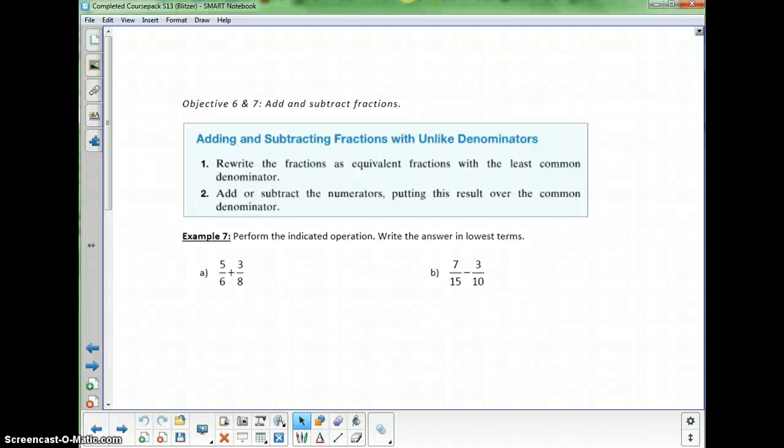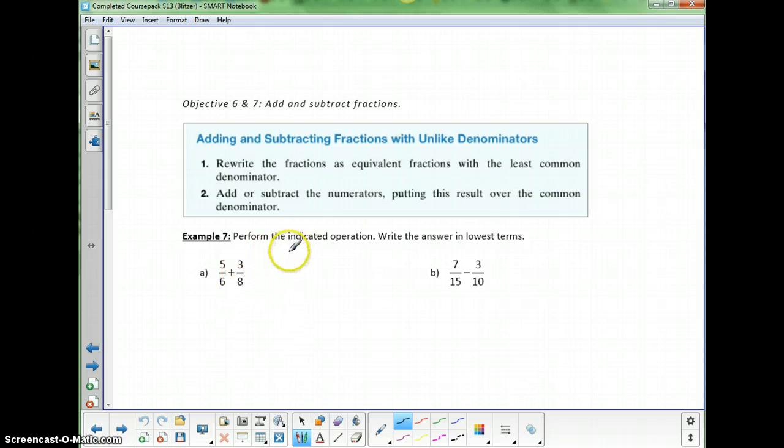Objectives 6 and 7 are adding and subtracting fractions. When I'm adding and subtracting fractions, I need to make sure that I have a common denominator. So the first thing to do is to try to find that common denominator. For these two fractions right here, the denominators are 6 and 8.